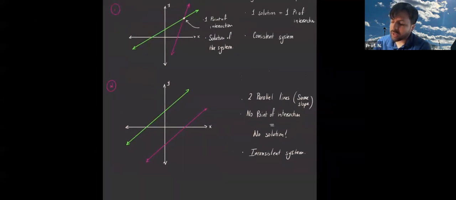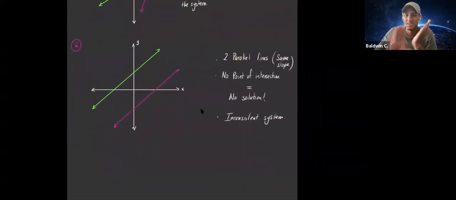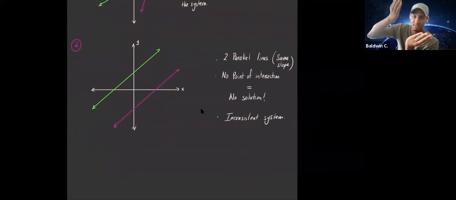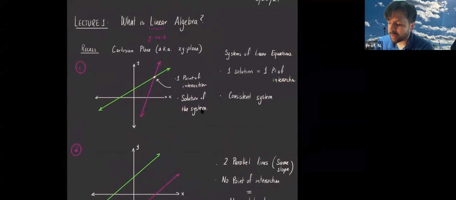Okay, and are there any other situations that arise with a system of linear equations? So we have situations where we have one point of intersection. We have situations where we have no point of intersection. It could also be that they're the same lines, like on top of each other. That's one of those weird situations, right?